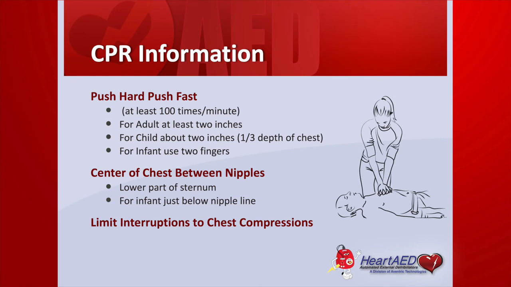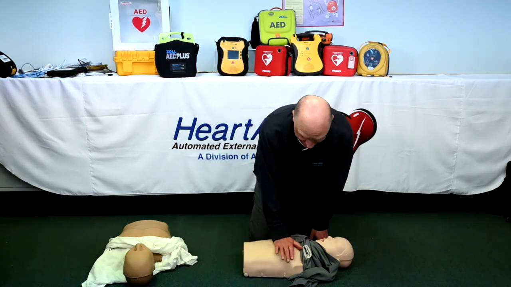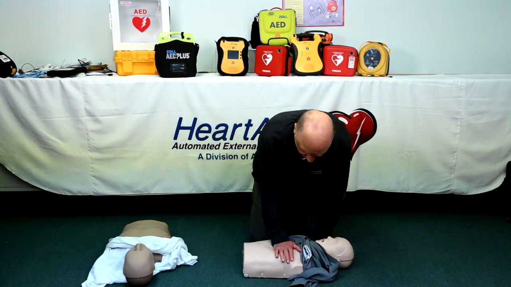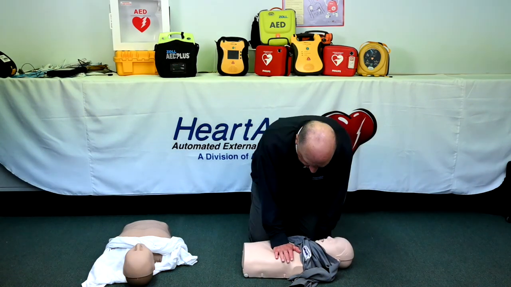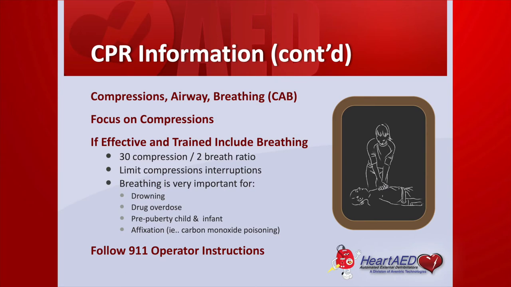If it's a small child, everything is exactly the same. Call 911, get the AED, check for that normal breathing. If they're not breathing normally, you're going to remove enough clothing to start your CPR. Depending on your strength and the size of the child, you might just need to use one hand to do those compressions. But again, it's 30 compressions, and if you can do 2 breaths, all the better. And you're going to continue to do that with the adult or the child while we wait for the AED.